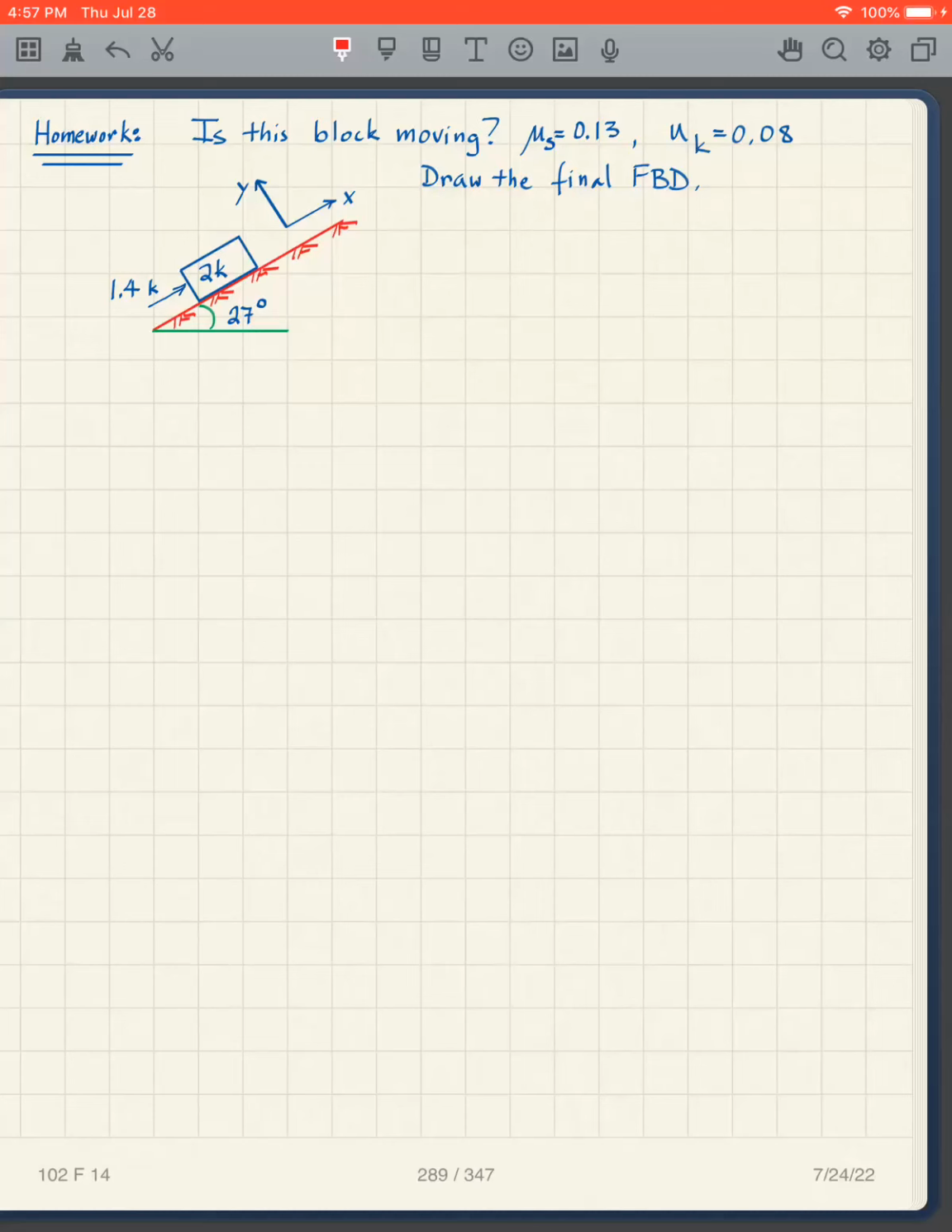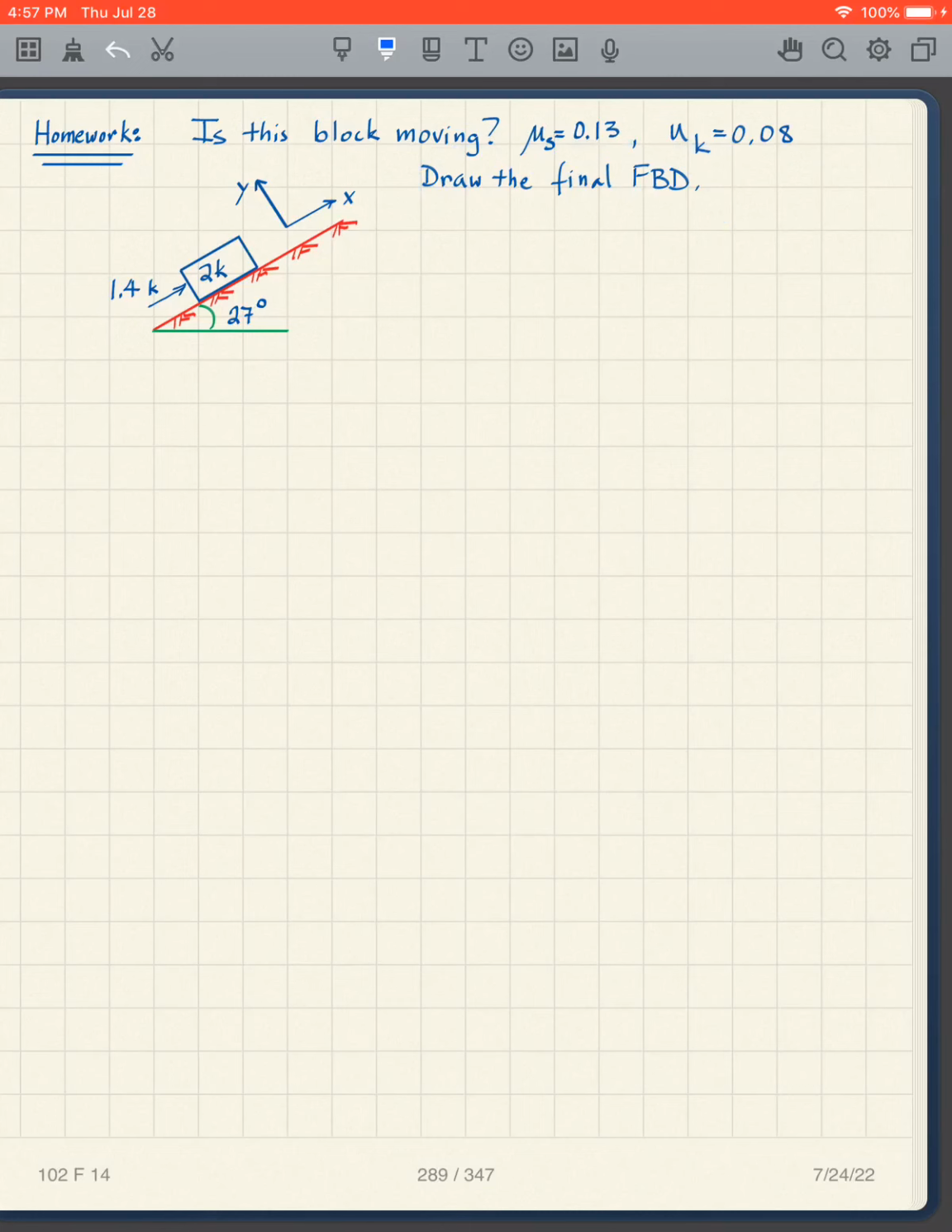Okay, this is a similar problem. We have 27 degrees, 1.4 kips. Mu static is 0.13, mu kinetic is 0.08. And we want to know, is this block moving? And then draw the final free body diagram. So similar problem. Go ahead and do this one.